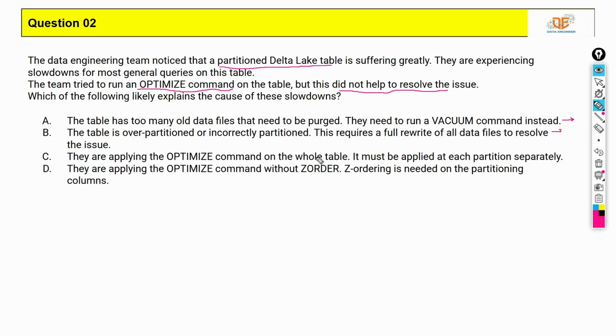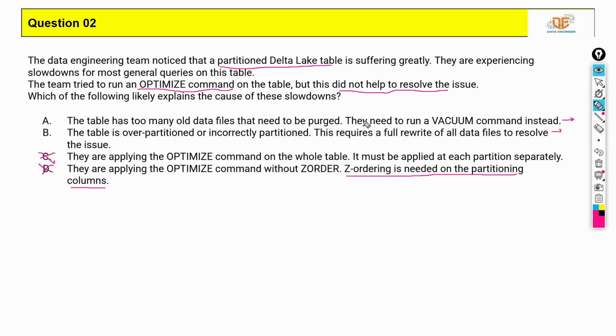They are applying the optimize command on the whole table; it must be applied on each partition. This is not possible, because if we apply the optimize command, we apply it on the table instead of the partition. They are applying the optimize command without a Z-order, but Z-ordering is needed as a partition-by column. Again, if the table is already partitioned and you use Z-order in that particular partition, it won't make any sense. In that particular partition, we'll have only that particular data, so Z-order will not affect anything. What does Z-order do? It orders the column which we are going to provide.